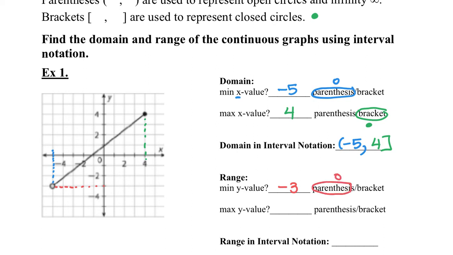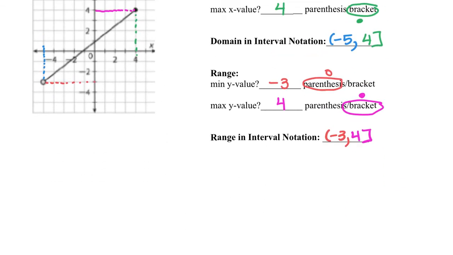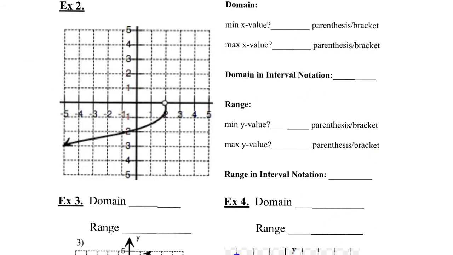The maximum y value is at the highest point on the graph. The highest point on the graph is way up here. Okay, the y-coordinate at that point, y is 4. And at that highest point, it is a closed circle, so it's going to be a bracket. So to express my range in interval notation, it's going to be parenthesis -3, comma, 4, bracket. Okay, let's try some other ones because this is a little tricky.